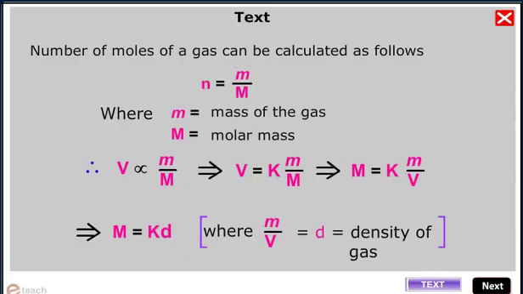Number of moles of a gas can be calculated as follows. n equals m by M, where small m is the mass of the gas and capital M is the molar mass. Therefore, V is directly proportional to m by M, which implies V equals k m by M, which implies M equals k m by V. This implies M equals kd, where m by V equals d, which is the density of the gas.